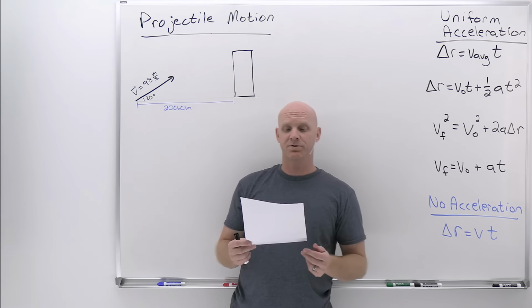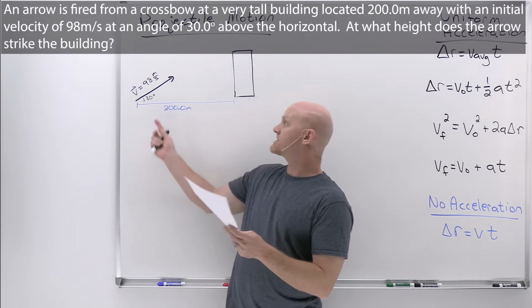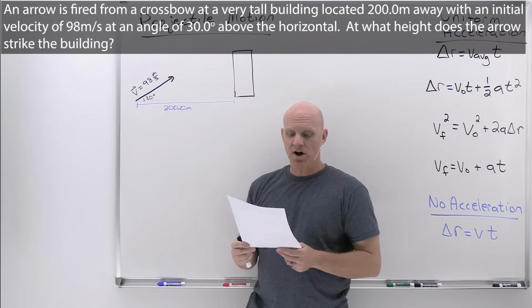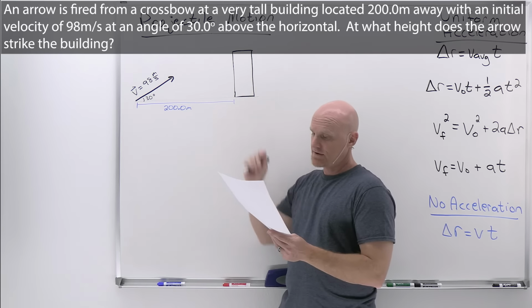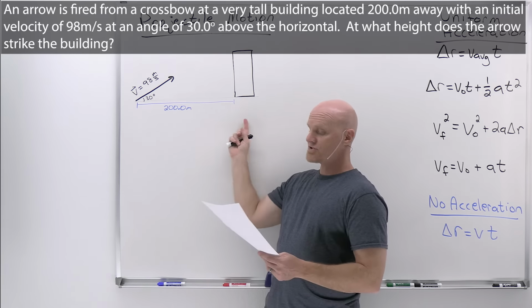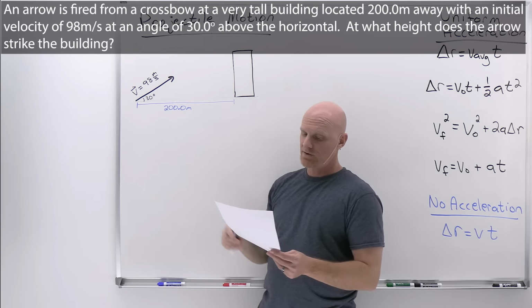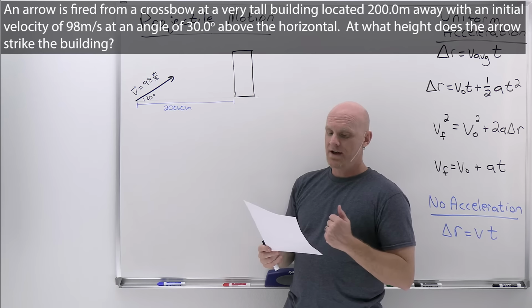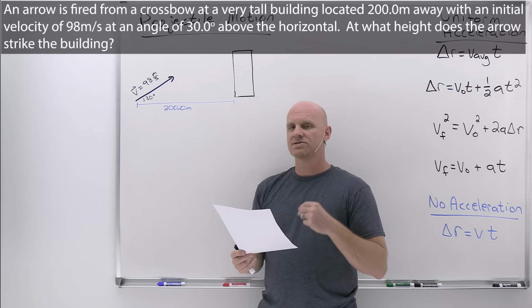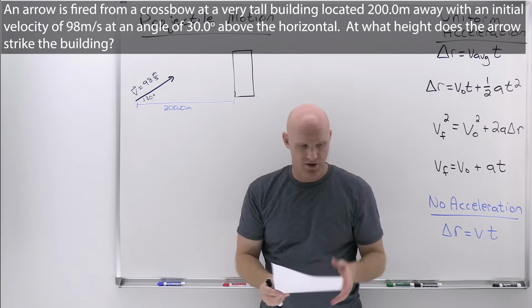All right, our last projectile motion question here. In this case, we've got an arrow fired from a crossbow at a very tall building located 200 meters away with an initial velocity of 98 meters per second at an angle of 30 degrees above the horizontal. And the question is, at what height does the arrow strike the building?